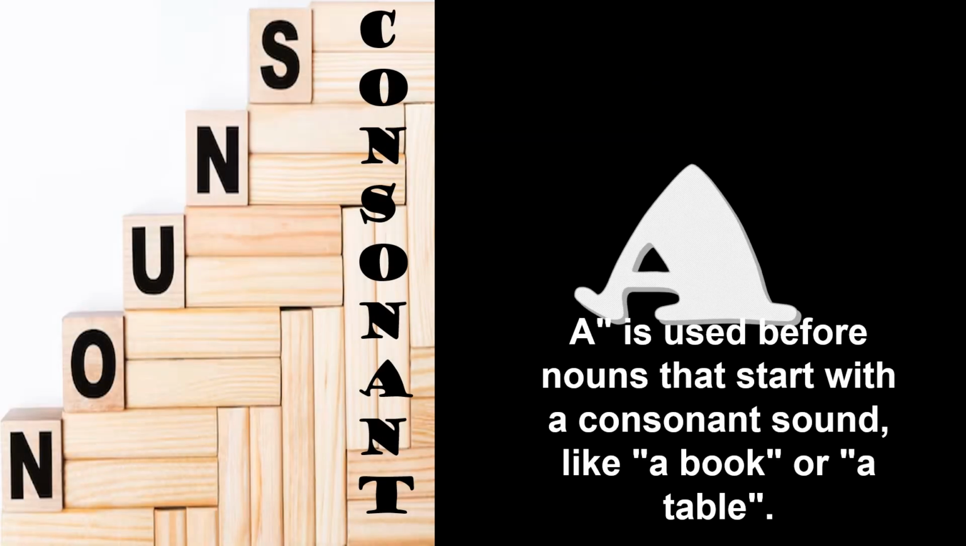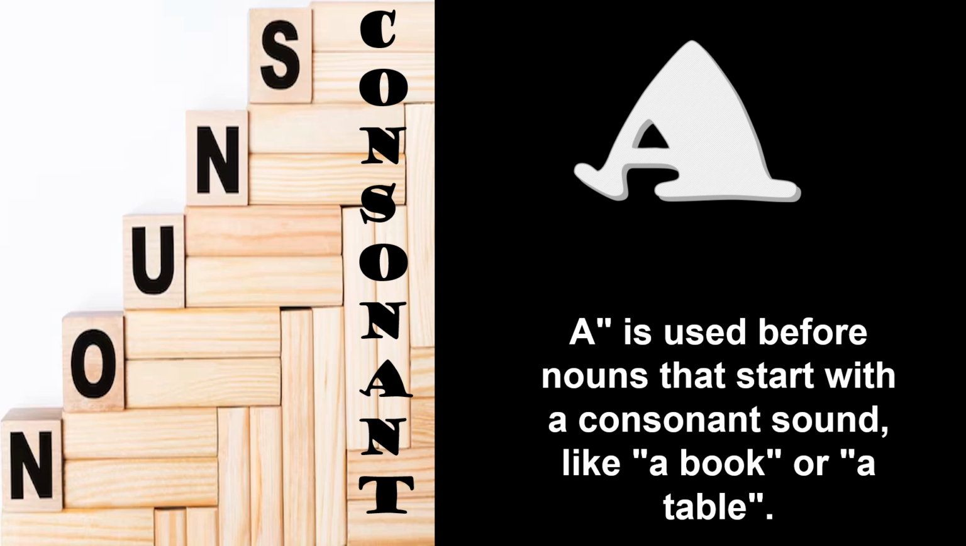Article a is used before singular nouns that start with a consonant sound like b, t. Consonants are all the letters that aren't vowels like A, E, I, O, U. So, if a word starts with a consonant like B, K, D, T, we always use article a. Try it yourself. Say a before words like a car, a book, a table. Repeat after me. A car, a book and a table.